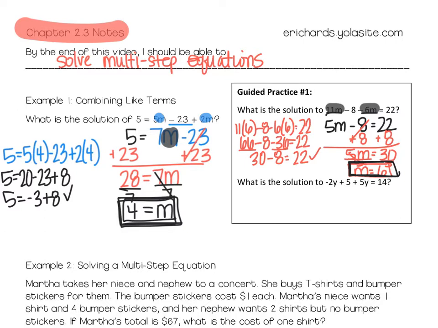Alright, the next question. I want you to pause the video and I'll give you the answer in just a second. Okay, you have two like terms on the left-hand side, so you need to combine them, and you get 3y plus 5 equals 14. To solve this, you would first subtract 5, and you get 3y equals 9. Then you would divide both sides by 3, and you get y equals 3. You can check that by plugging it back in and checking to see if it makes a true statement.